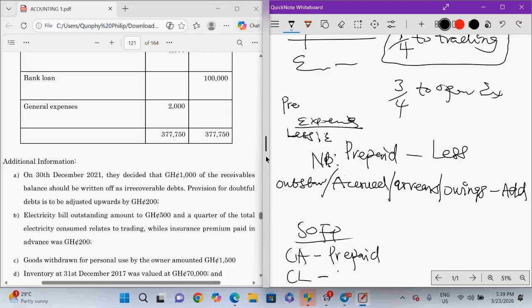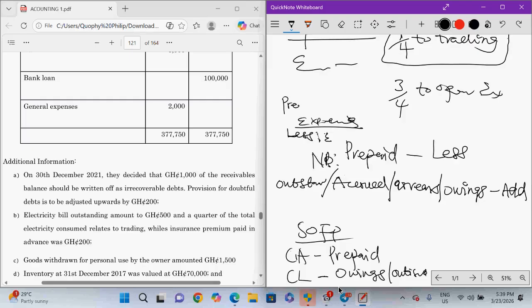Current liability. If it is owings or outstanding, right? Owings or outstanding. Owings, because it's a liability. There is a current liability. But prepaid means you paid in advance. It is an asset to you, like how we talked about it there, right? So that is it. Then we have the goods withdrawn.